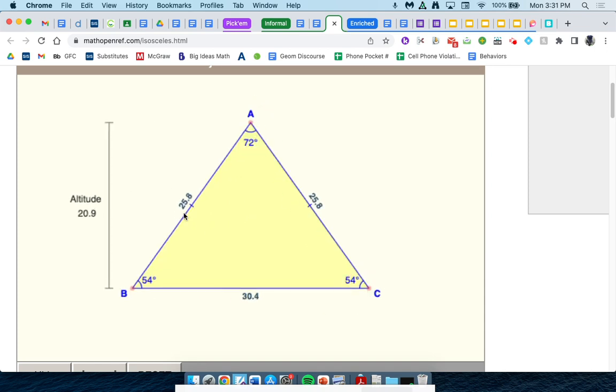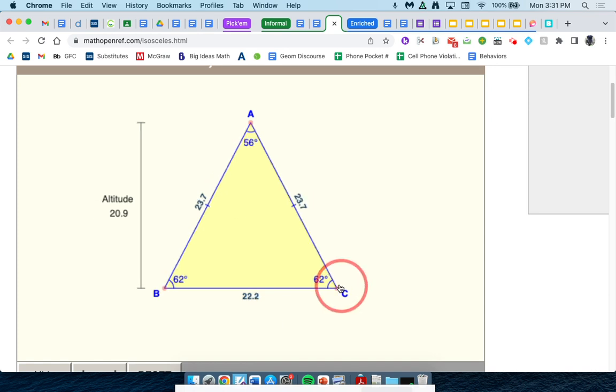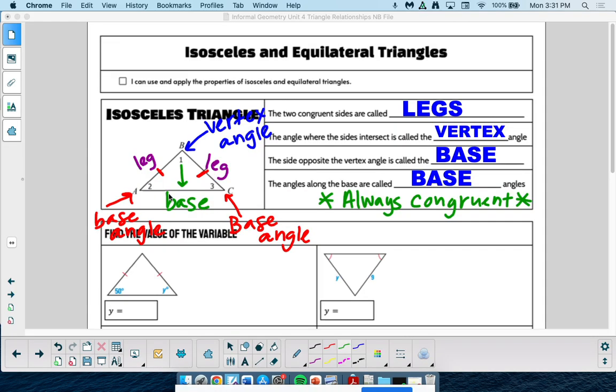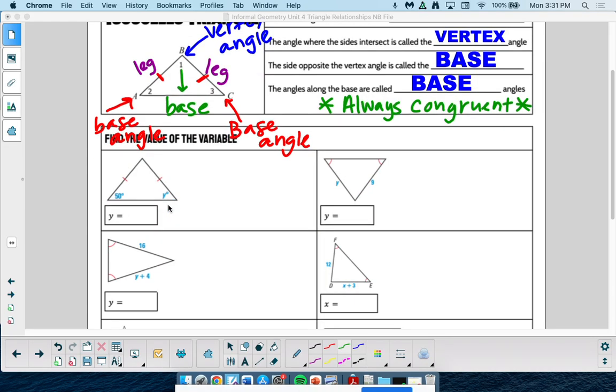So now we're going to do some algebra and finding the missing parts of an isosceles triangle. So the big takeaway is our legs are always the same, right here and here, right? And then our base angles are congruent to each other, okay? Isosceles. All right. So let's go back to our notes here and see if we can fill in these missing variables, all right?